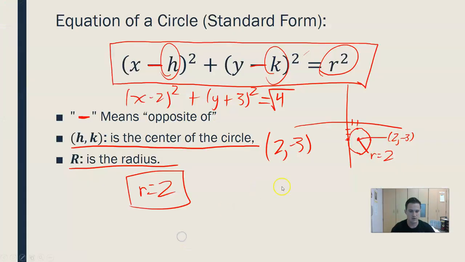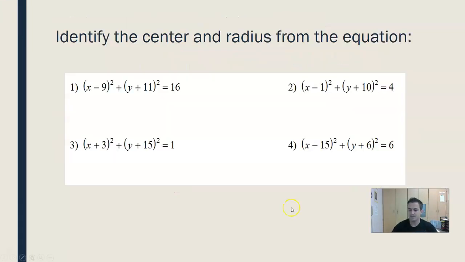Okay, so let's go back in here real quick. So let's look at some examples. These are some examples of some problems you might see on the homework. So this says identify the center and the radius from the equation. So real quick, I'm going to go ahead and write my standard form of the equation of a circle. (x - h)^2 + (y - k)^2 = r^2.